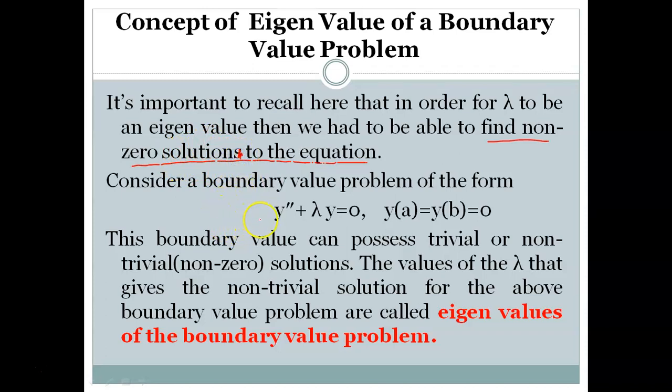Consider a boundary value problem of this form. Here you can see these are the boundary conditions, and this is the boundary value problem. Now this boundary value problem can possess trivial or non-trivial solutions. Non-trivial means non-zero solutions, and trivial means the zero solution. The values of lambda that give the non-trivial solution for the above boundary value problem are called eigenvalues of this boundary value problem.